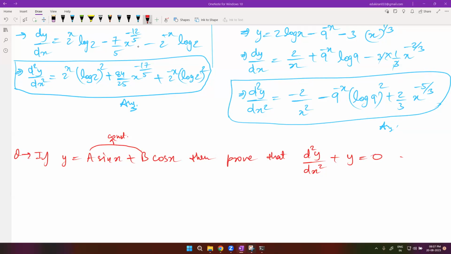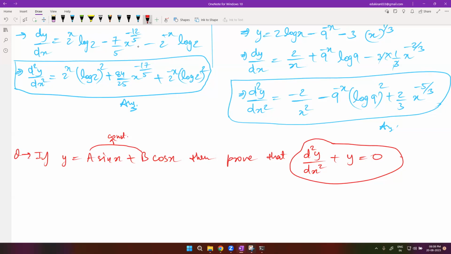The first method is this: you will be given a function. Here, y is equal to a sin x plus b cos x is given to you, right? And you have to prove this expression. Whatever expression you are proving, see what derivatives it includes. For example, in this case, it includes d2y by dx square. So what you need to do is, you find out d2y by dx square and put that value here.